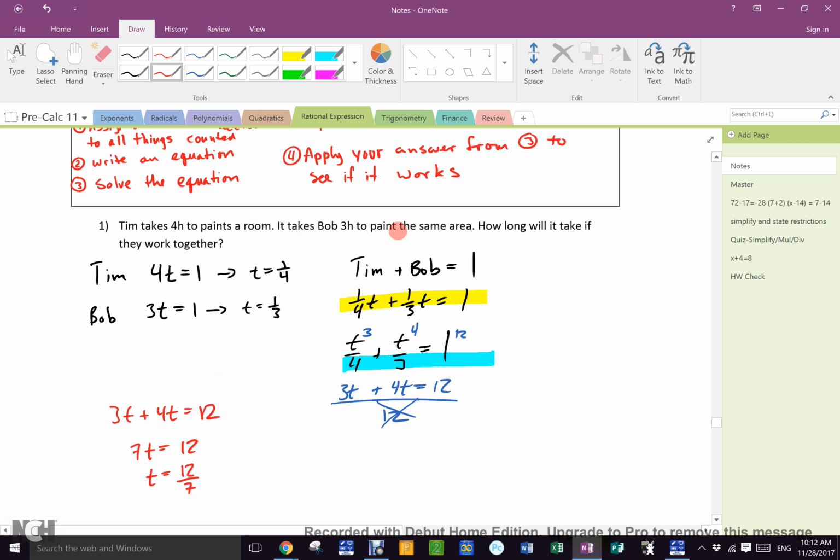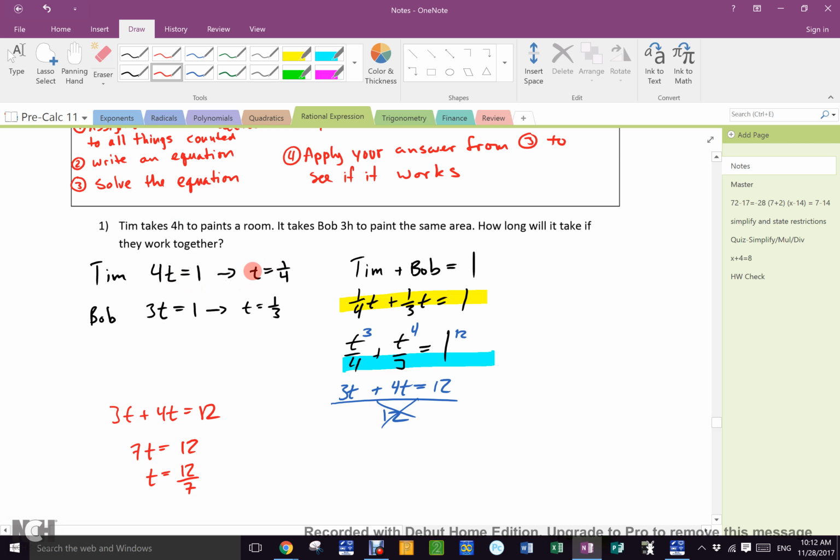Because if they're doing this by themselves, right? Tim's going to paint 3 rooms, and Bob's going to paint 4 rooms in the same amount of time, aren't they? But I can't add those fractions. I got it. If they were painting 12 rooms, this is how it would work out. Is everyone okay with this?